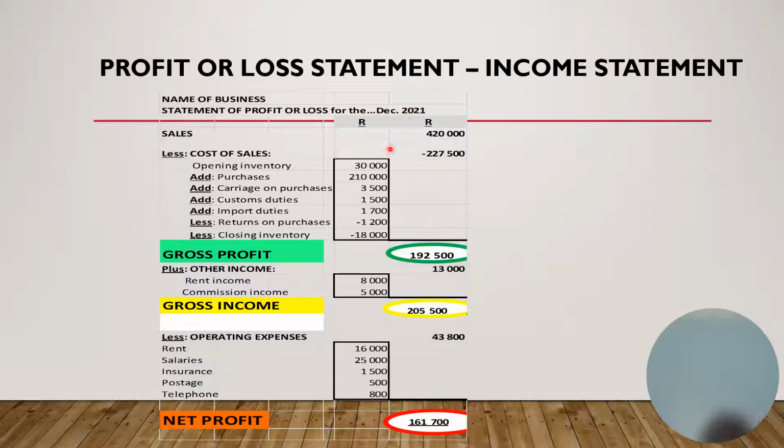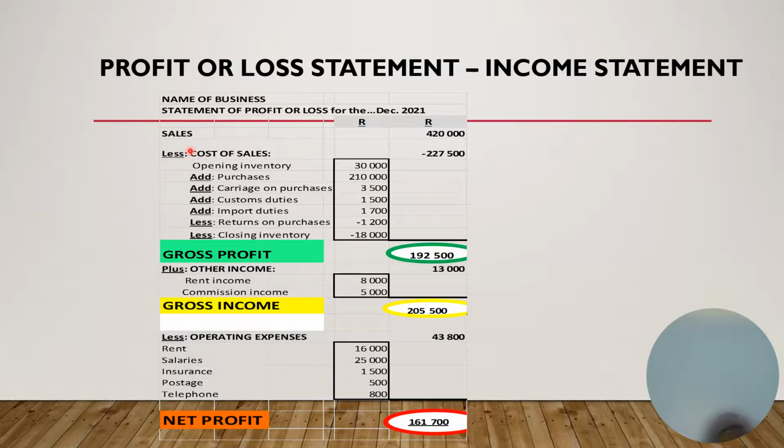Now, the first part, all this information is the information we wrote in our trading account and profit or loss accounts, if you can remember. So the first part of the statement is your trading account. This first part, from sales until gross profit, if you can remember. Remember we said the statement combines the two accounts, ne?